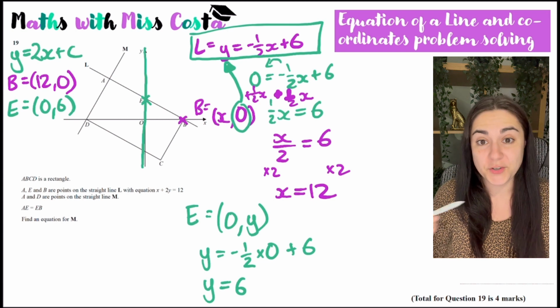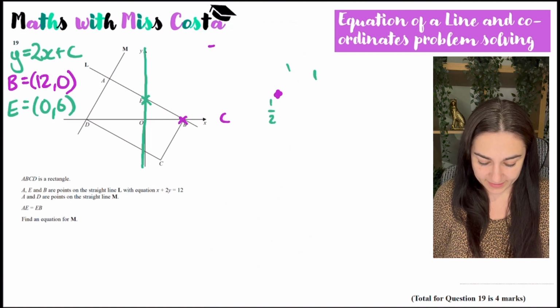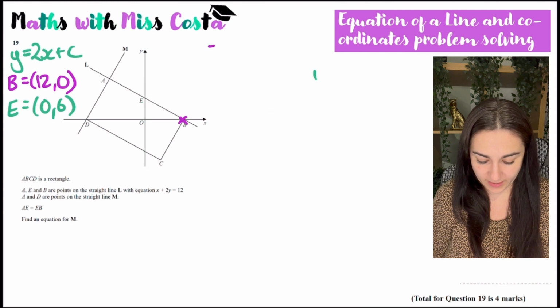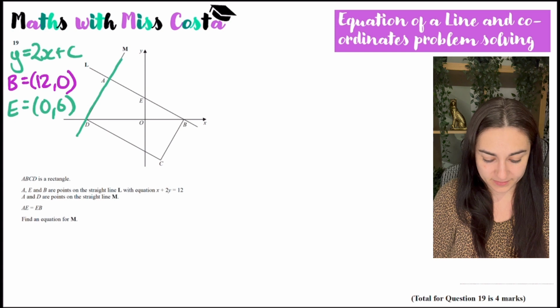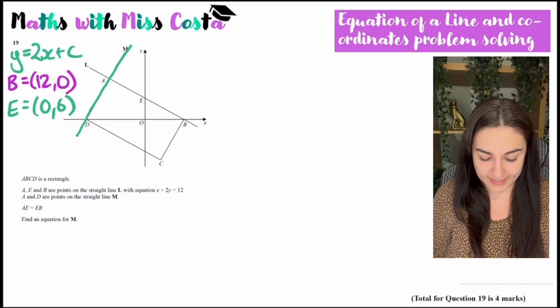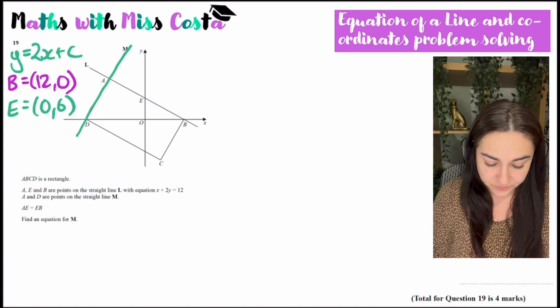So I now have 2 coordinates that I can work with. And ideally, I need to find out what the coordinate of A is, because sadly, my line M doesn't go through anything else. I could have also figured out what the coordinate of D is, but that's a different way, so let's just stick with what we've done so far.